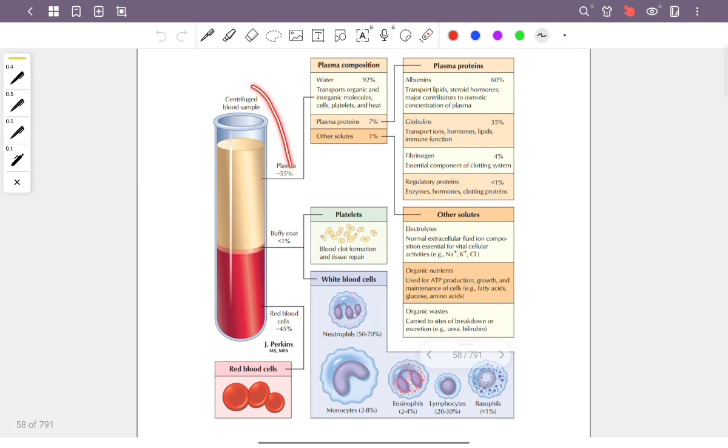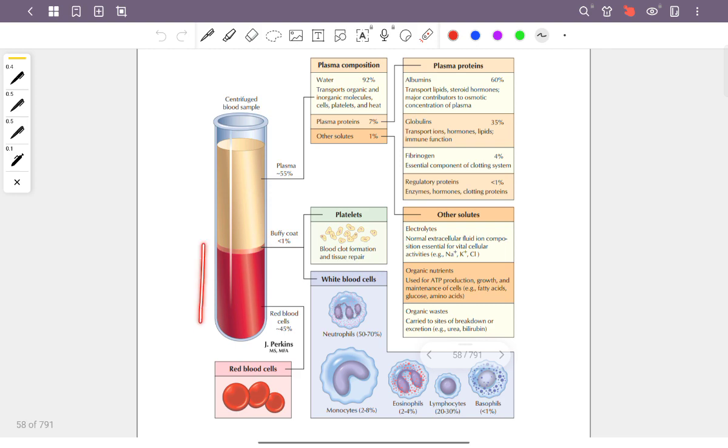As you can see in the picture, at the bottom there are red blood cells, which are approximately 45% of the total blood. The next layer, in the book they are saying buffy coat. It consists of first the platelets and then the white blood cells. We're gonna come to these two things, but first understand the layers.